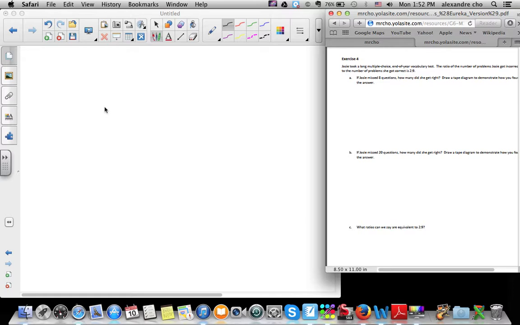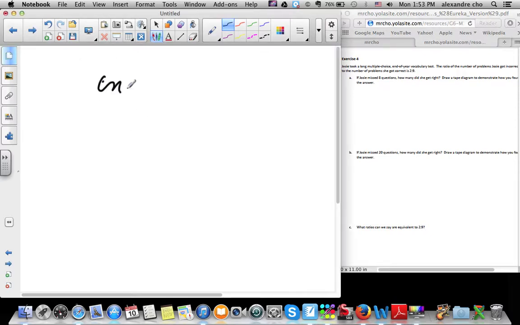Okay, next one, page 9. Josie took a long multiple choice end of year vocabulary test. The ratio of the number of problems Josie got incorrect to the number of problems she got correct is 2 to 9. So, let me write this down. The ratio that we're talking about is incorrect to correct. Okay, so every time she got 2 incorrect, she got 9 correct. So that's the ratio that we're given in this problem.